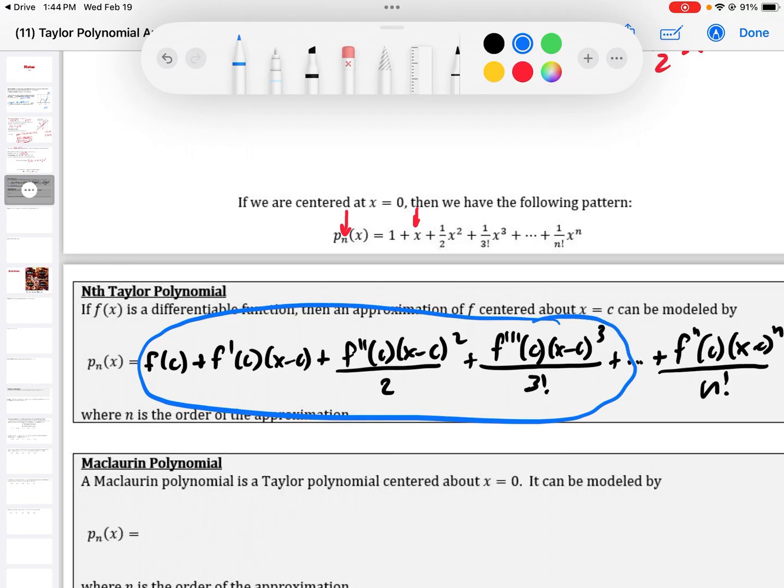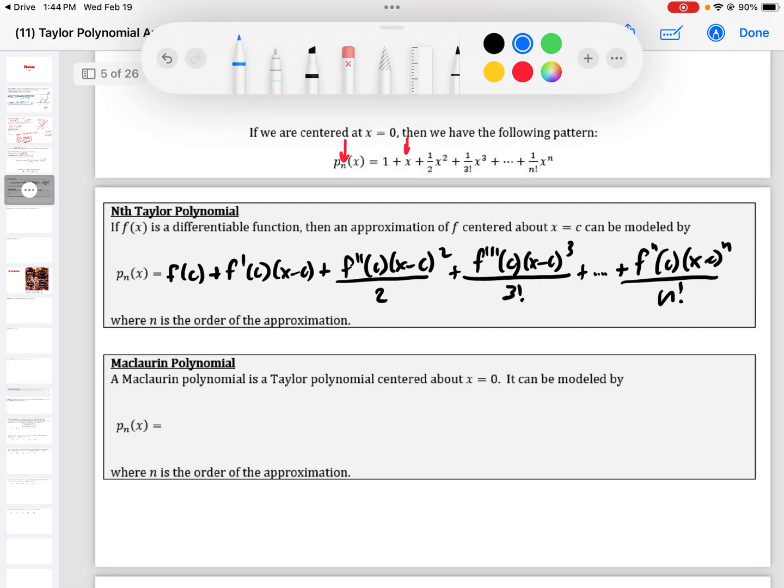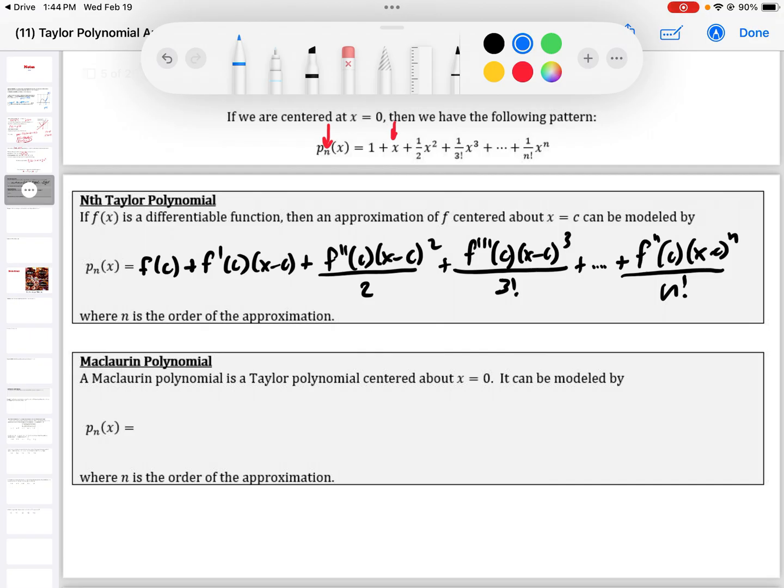So if I wanted a third degree, I would do this much. If I wanted a fourth degree, I would go one more step, and I just keep building that Taylor polynomial that would be used to approximate. The more terms it has, the more degrees, the better the approximation is.